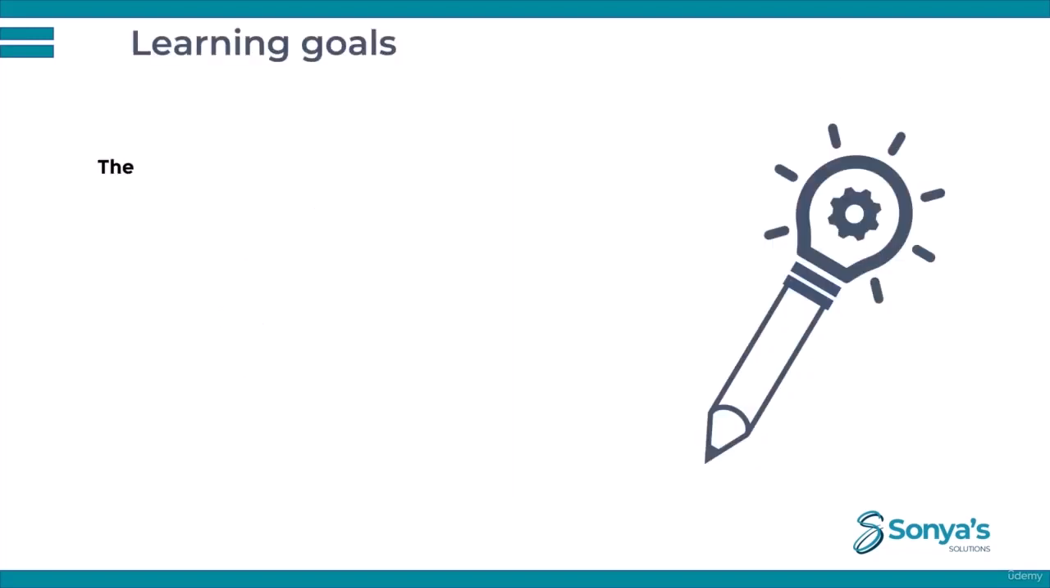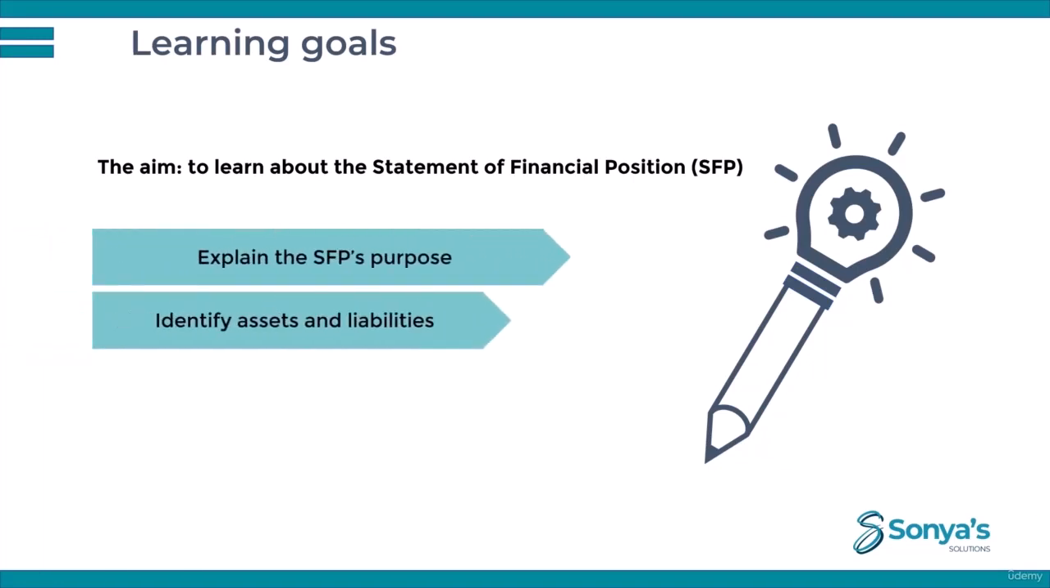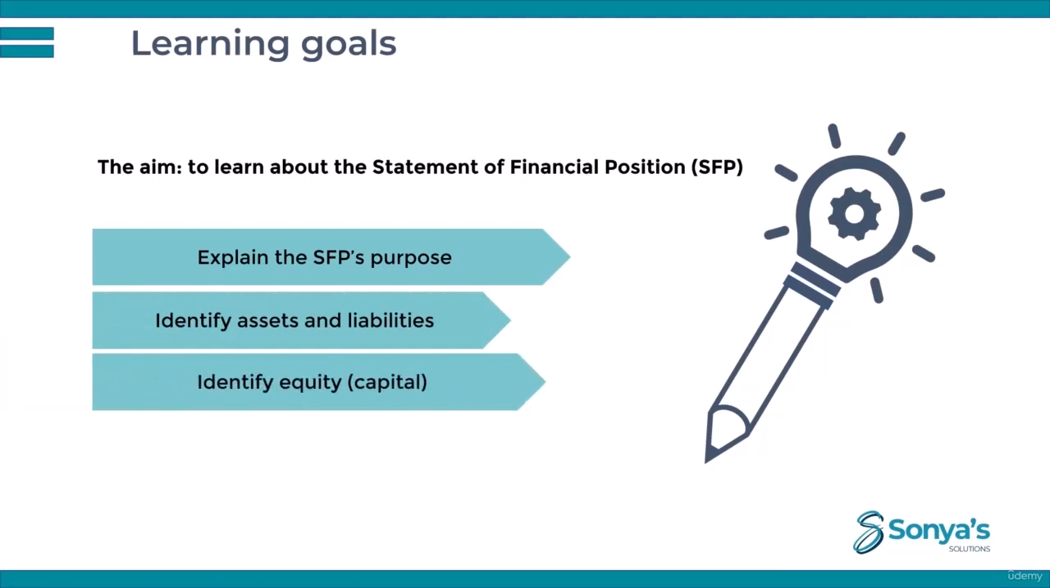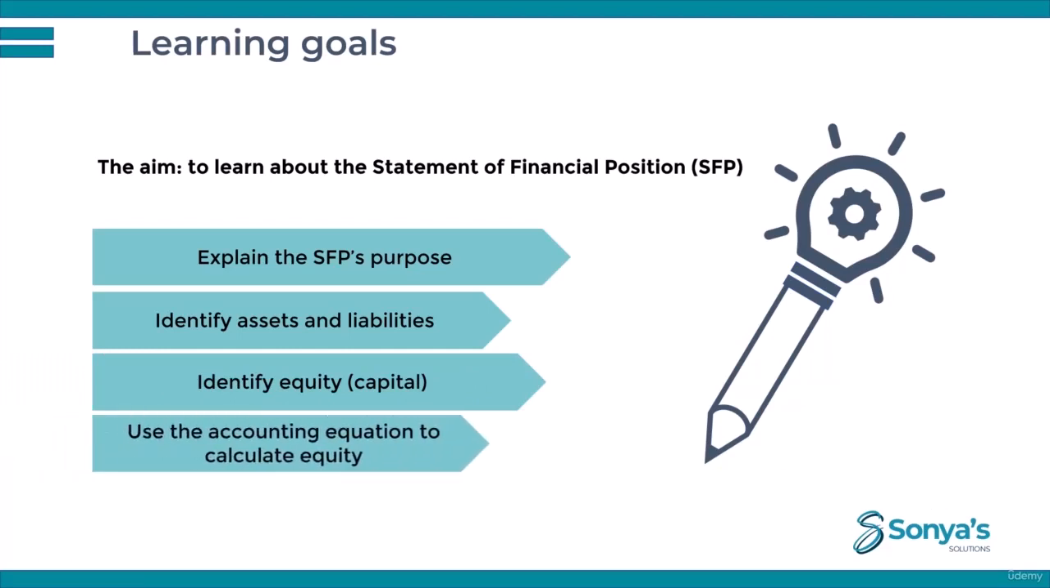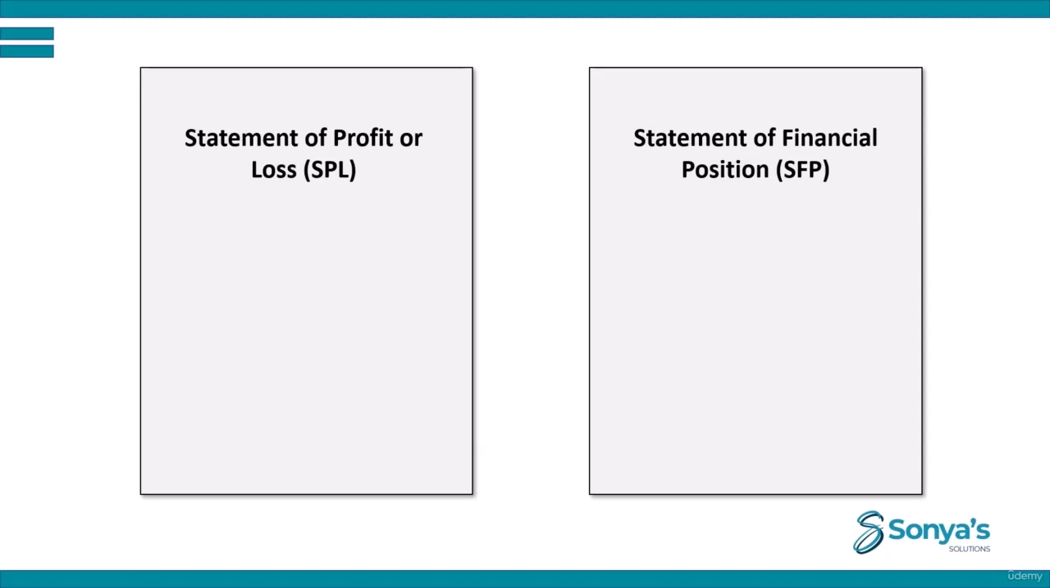Welcome back. In this lesson, the aim is to learn about the statement of financial position. The learning goals are for you to be able to explain its purpose, identify the assets and liabilities to be included, identify equity, more commonly known as capital in the UK, and use the accounting equation to calculate equity. We are learning about two important financial statements that are related to the double entry bookkeeping system.